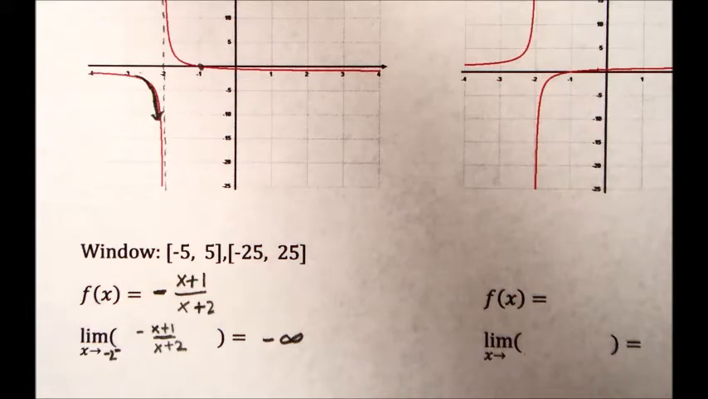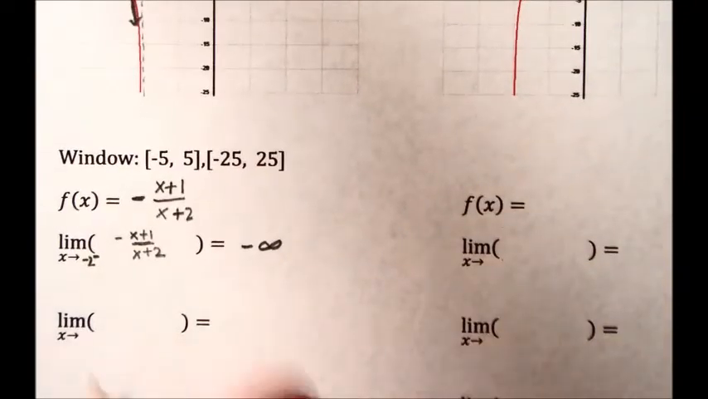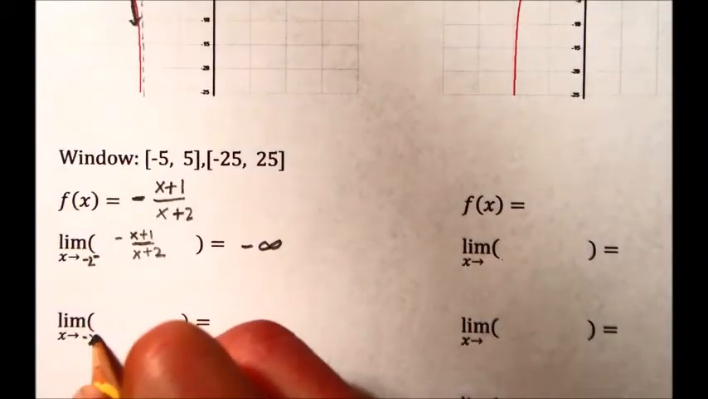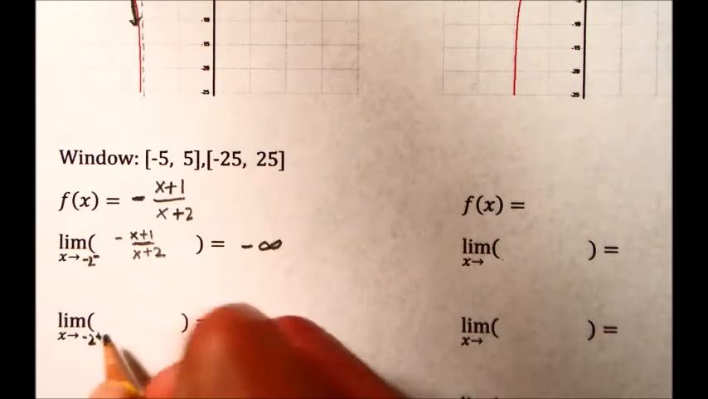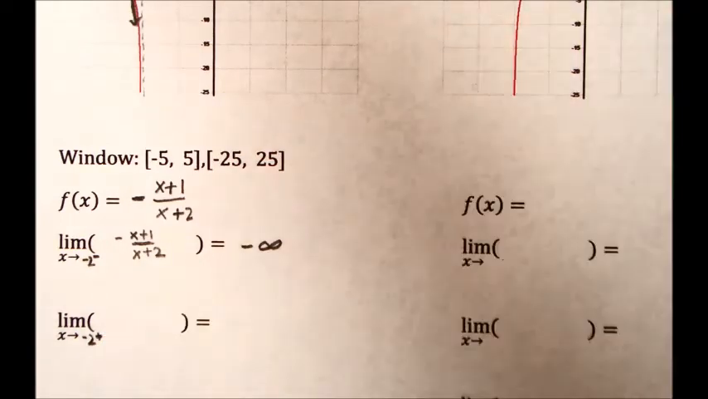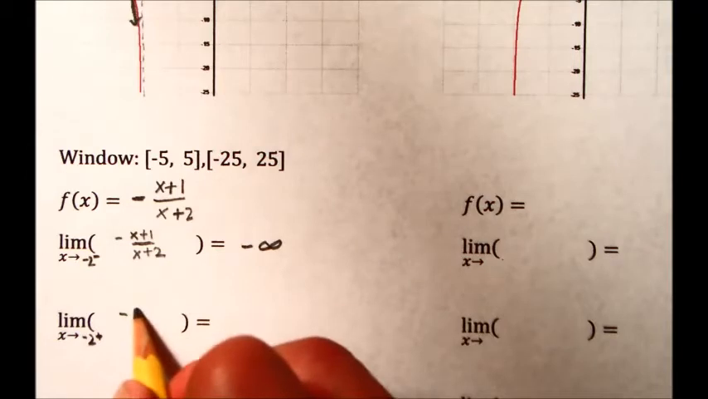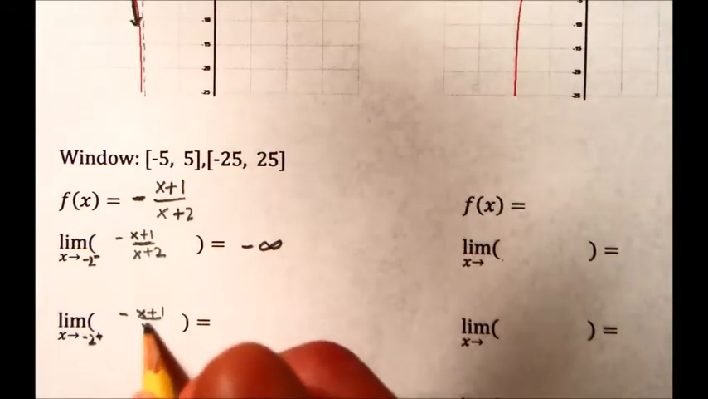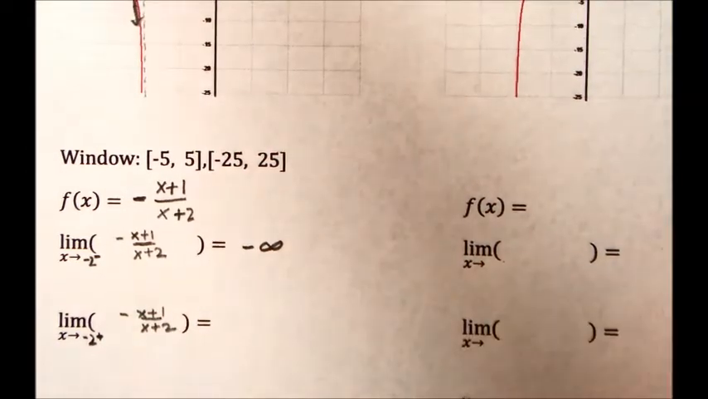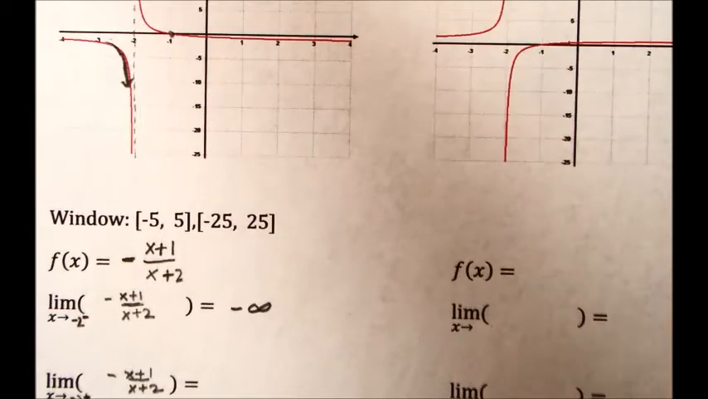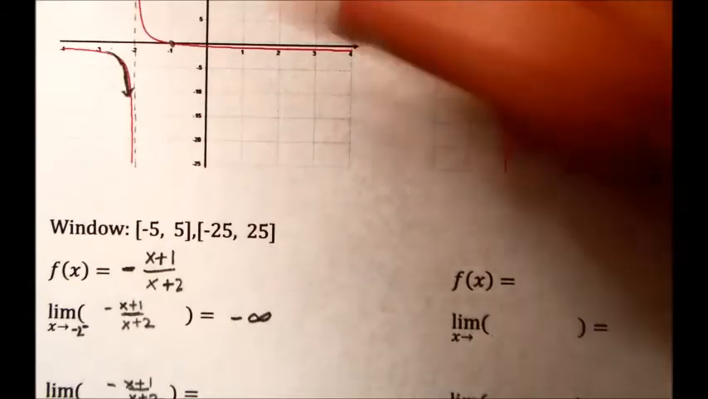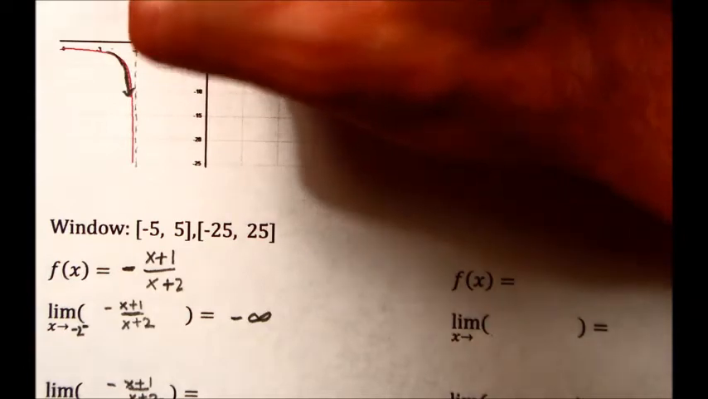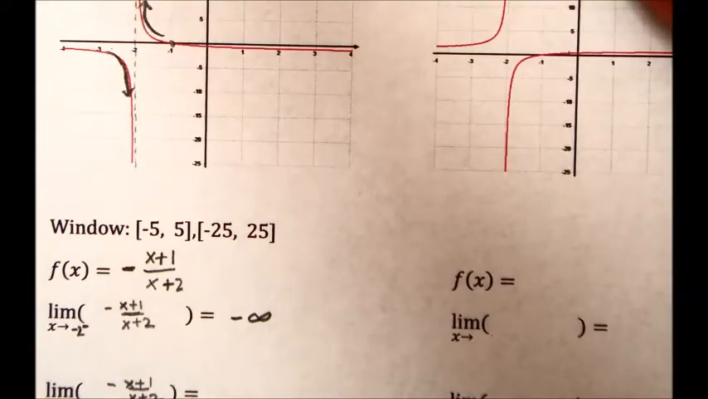Alright, let's take a look now at the same problem, this time a limit from the right. So we're going to approach -2, but from the right side. So there's a little superscript plus there. There's our function. Okay, let's go back up here and look. You can see the graph climbs toward infinity as we come from the right. So remember the plus means from the right. So this goes to +infinity.